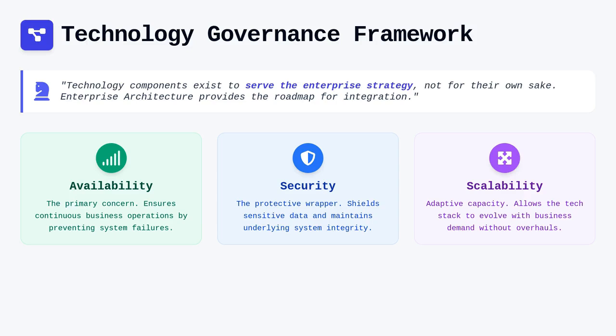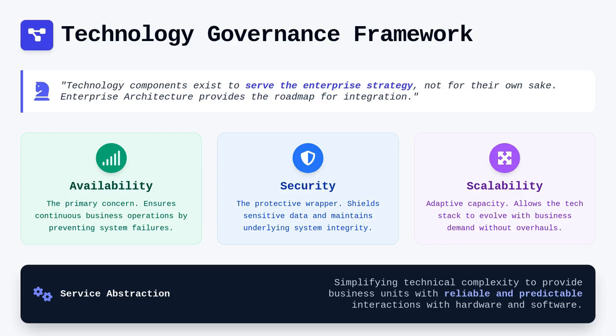Scalability is equally critical, as the technology stack must be able to adapt to sudden changes in business demand without requiring a complete overhaul of the existing structure. Governance ensures that these three pillars, availability, security, and scalability, are not treated as optional add-ons, but are deeply embedded into the life cycle of every technological asset. When we talk about services, we are effectively discussing the abstraction of technical complexity, providing business units with a reliable and predictable way to interact with the underlying hardware and software.